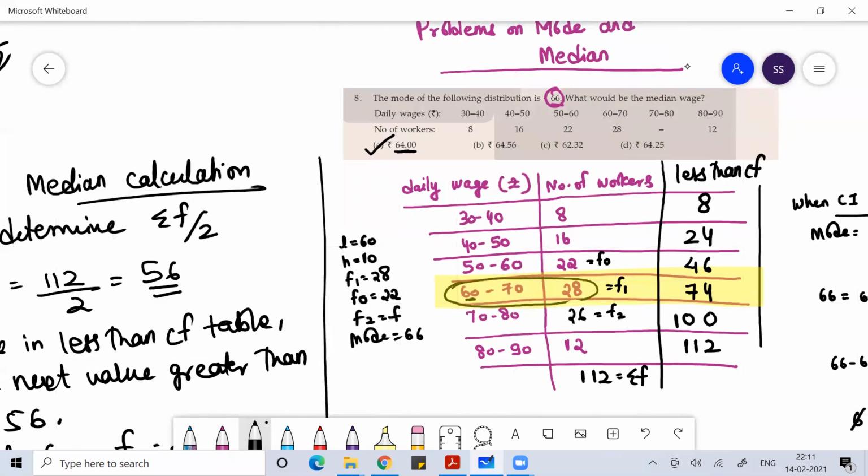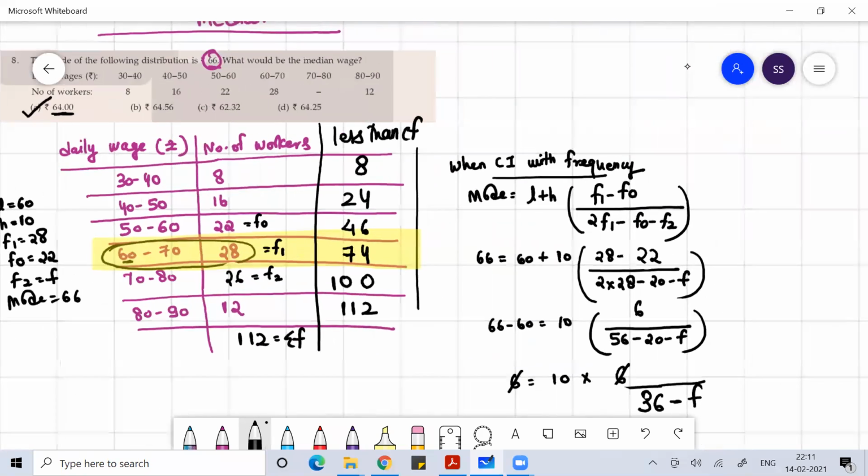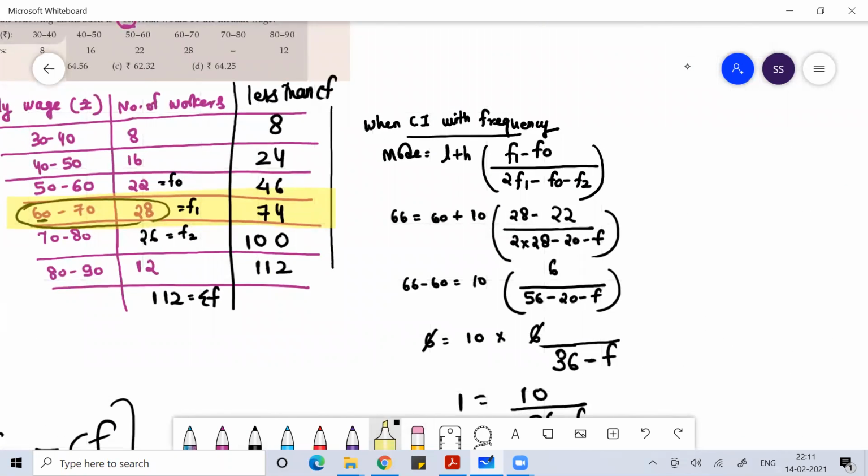So guys, I hope you understood this. In this video, we tried to cover both mode and median together. Whenever you have class interval with frequency, this is the formula of mode: L plus H, F1 minus F0, divided by 2 F1 minus F0 minus F2, where F1 is the frequency which repeated the maximum, F0 is the frequency before F1, and F2 is the frequency after F1.